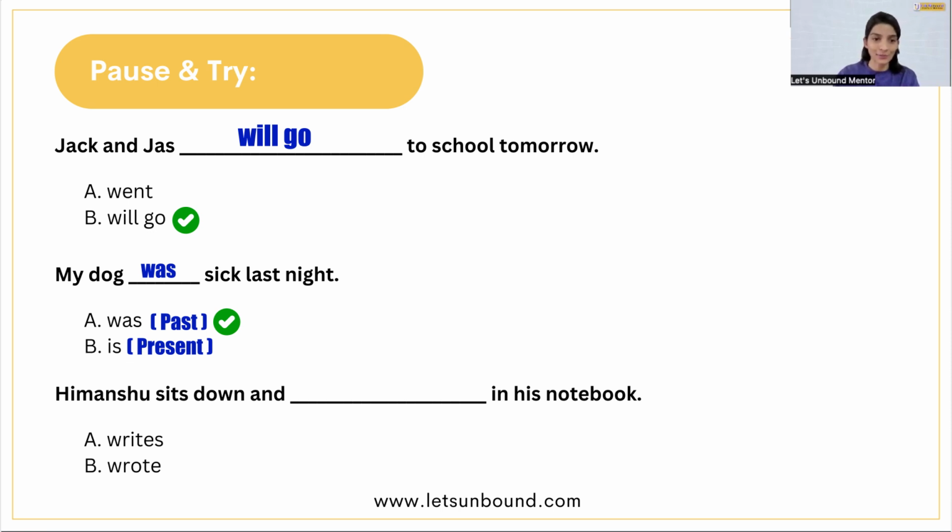Let's look at the third example. Himanshu sits down and dash in his notebook. The options are writes and wrote. Now we can see in the options that the word wrote is the past tense of write. Okay, but in this sentence, there is no past tense used. So we will go ahead and choose option A, writes. Himanshu sits down and writes in his notebook. Okay.